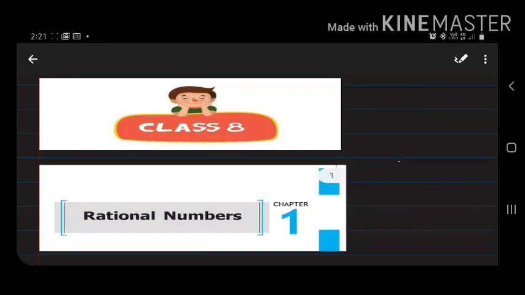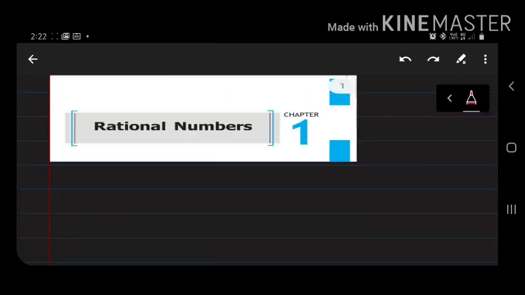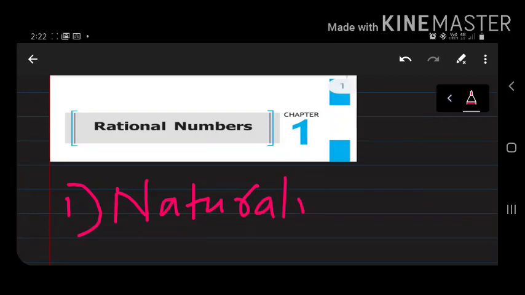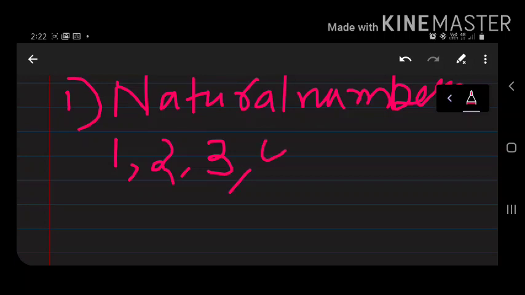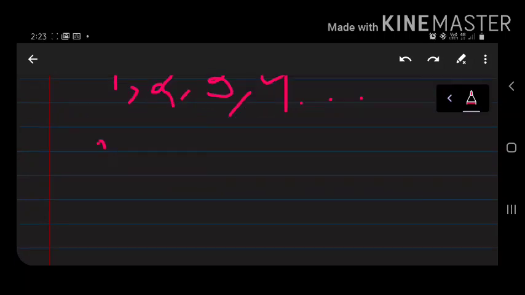Hello everyone, welcome to class 8. The first chapter is rational numbers. Before discussing rational numbers, let us revise the number systems that we have been studying from childhood days. The very first number system which was introduced to us was the natural numbers. Natural numbers are the numbers starting from 1, 2, 3, 4 and so on.